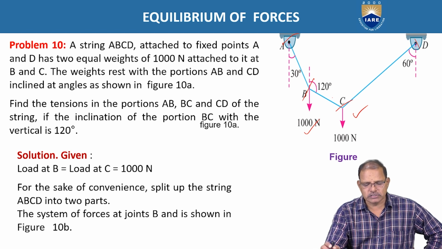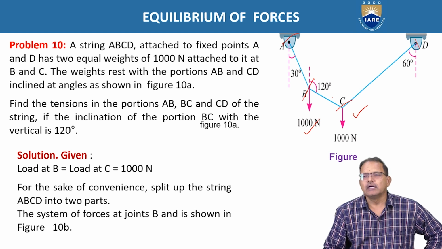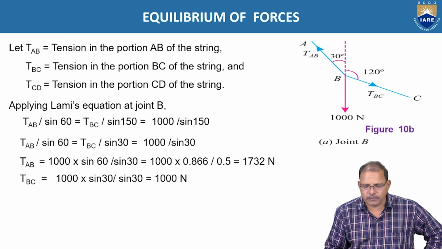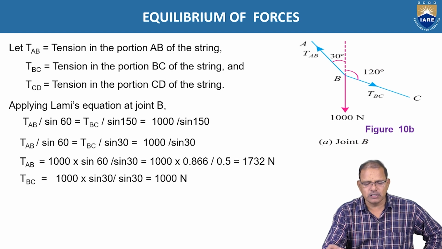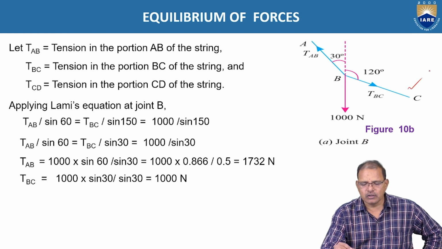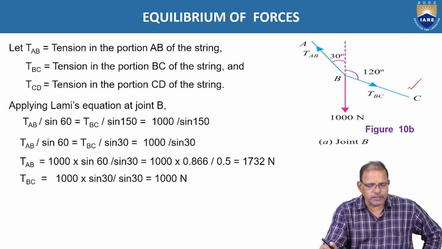For the sake of convenience, split up the string ABCD into two parts. The system of forces acting at point B as well as at point C, we have to consider separately. Now, taking the forces at point B, assume TAB represents the tension in the portion AB of the string, TBC represents the tension in the portion BC of the string, and 1000 is the weight attached to B, as shown in the figure. The object is now in equilibrium with three forces acting at point B.